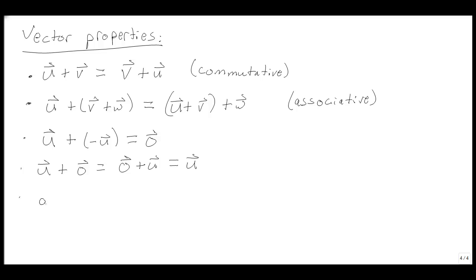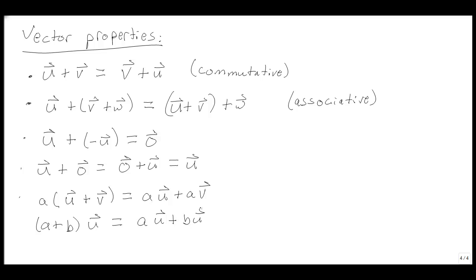There's another one where if I take a to be a scalar, and then multiply this by u plus v, it turns out this should distribute. So you get a times u plus a times v. I can also distribute a scalar addition multiplied by a vector. So a plus b times u is going to be a times u plus b times u. So we're up to 6 properties here.